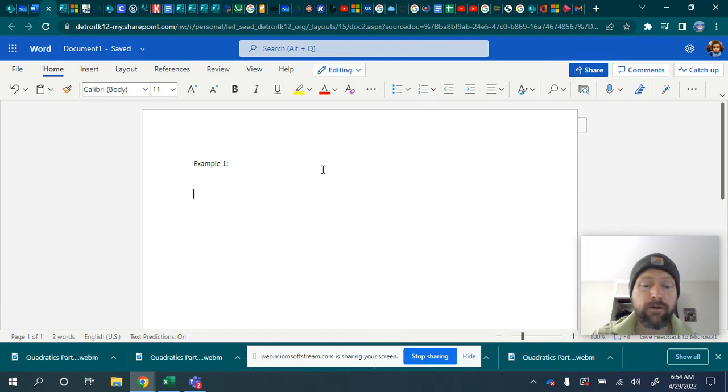Values of cars. Suppose, pick a name, Eli buys a car for $20,000. So, do you think the value of the car is going to increase or decrease over time every year?